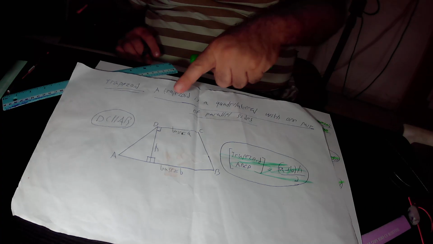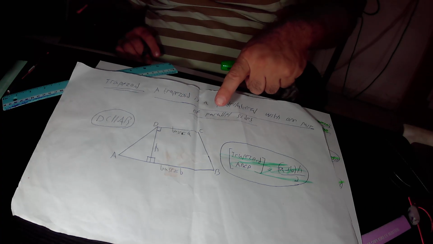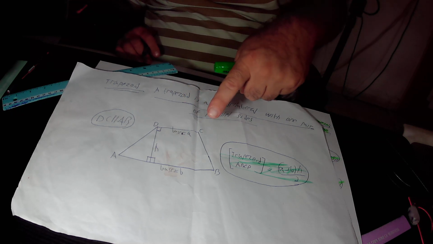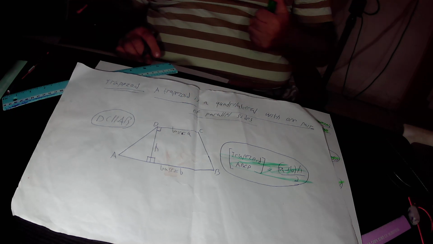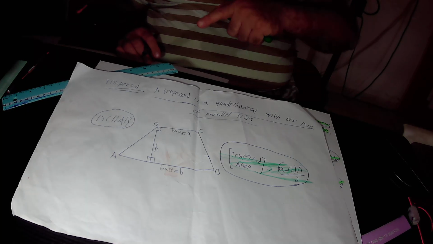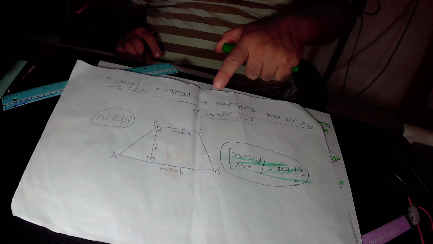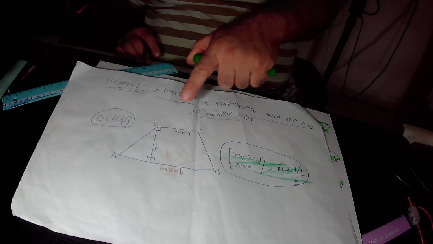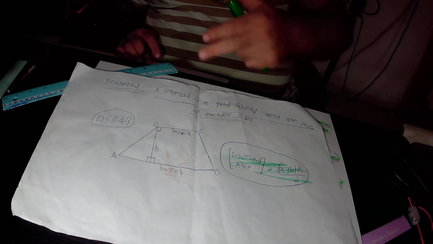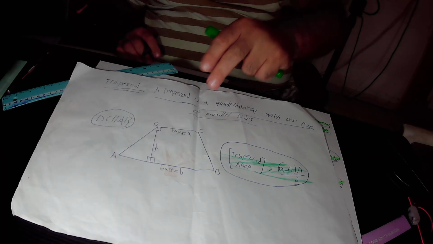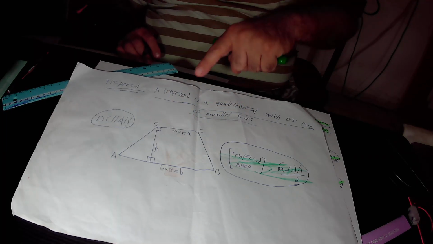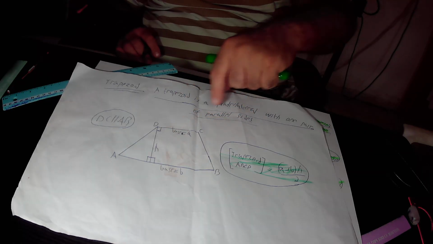If we define the base DC as a and the base AB as b, then the area of this trapezoid ABCD must be equal to the sum of its two parallel bases, that is a plus b, times the height h over 2. The height must create 90 degrees with the two parallel bases. You can see it creates 90 degrees with the two parallel bases.